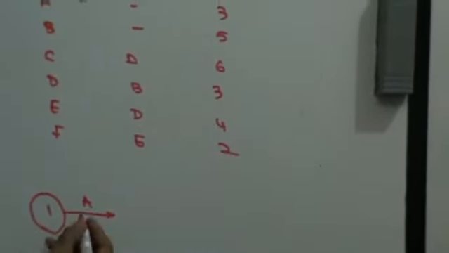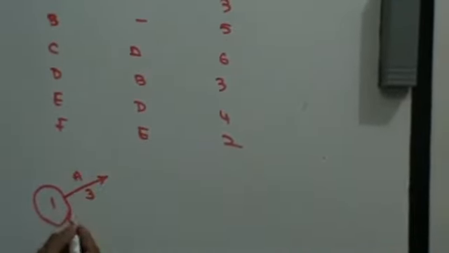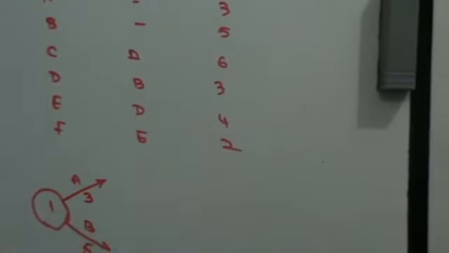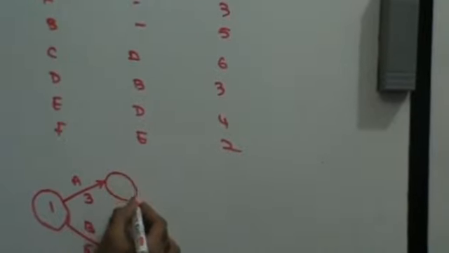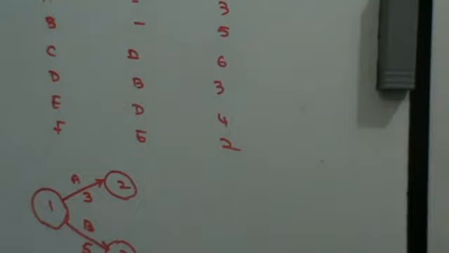Event 1, activity A, which is of 3 days, right? Now from here there is going to be one more. There is nothing preceding here. That means A, which is for 3 days, and there is nothing preceding. So B is for 5 days. So this is going to be 2 and this is going to be 3, right?